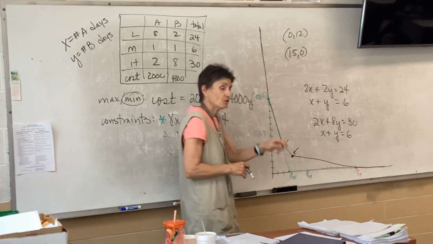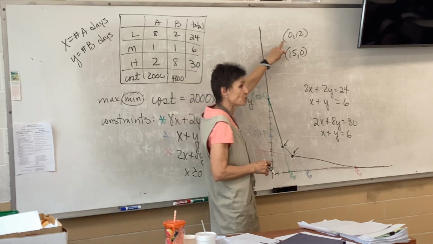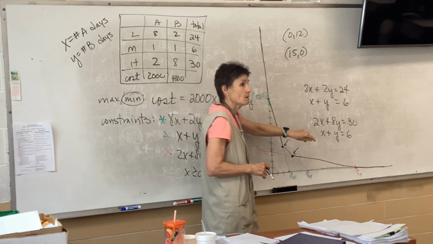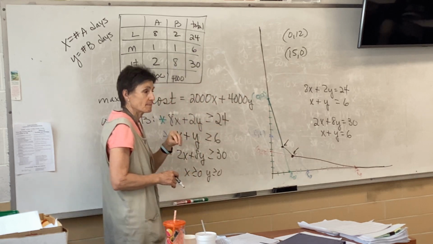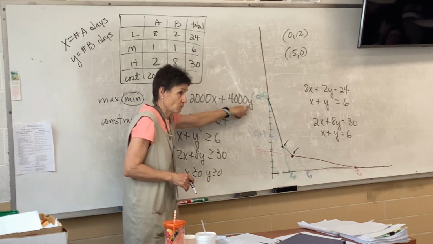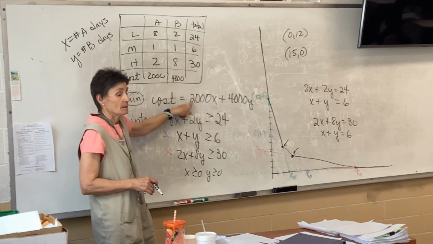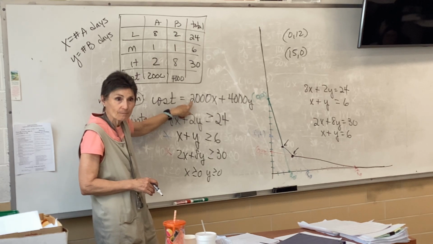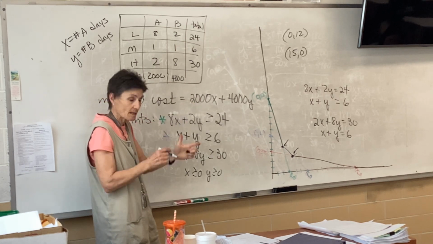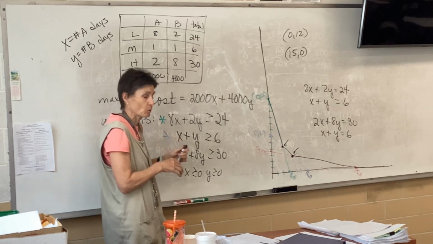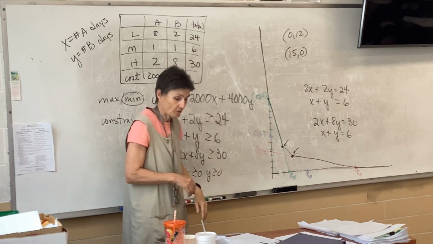And then what are you gonna do? Then you're gonna have 4 points. You're gonna have these 2 and these 2. What do you do with those points? Plug them in right here. And the little one wins, right? And that's how many days you're gonna operate each factory.